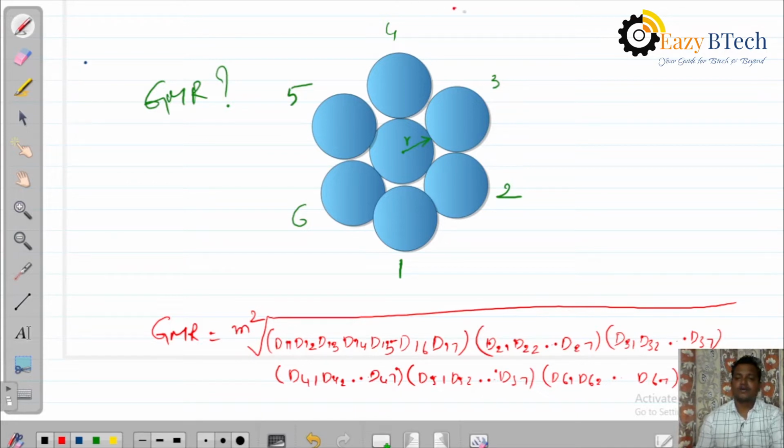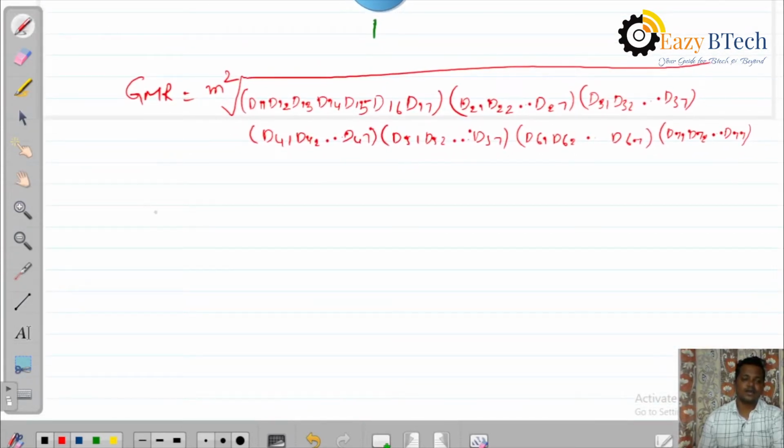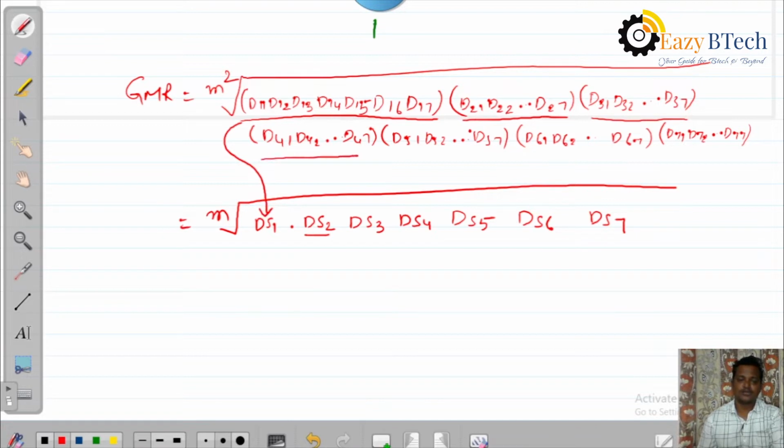Now the number of strands in this conductor is 7. Therefore, we can write the same formula in an easier manner. That is, the mth root of DS1, DS2, DS3, DS4, DS5, DS6, DS7. What is DS1? This is DS1. The remaining terms are DS2, DS3, DS4, DS5, DS6, DS7. I am writing in shortcut form. Now, what is DS1?